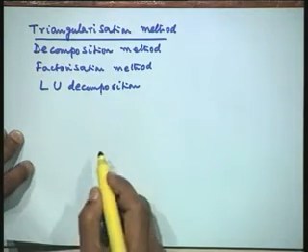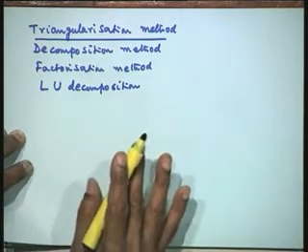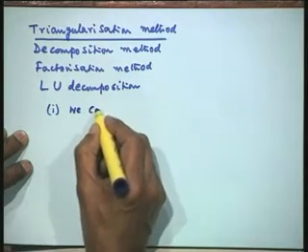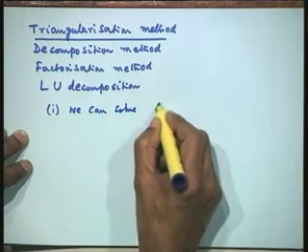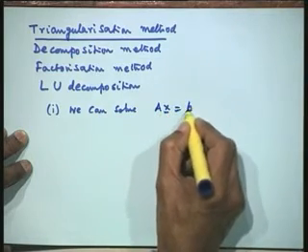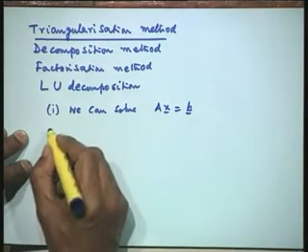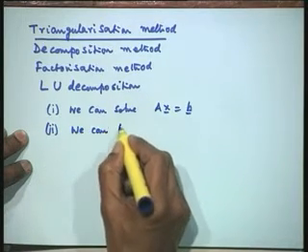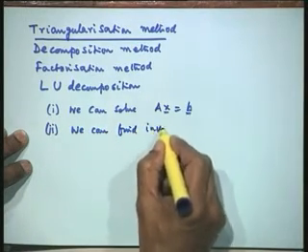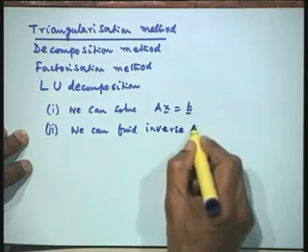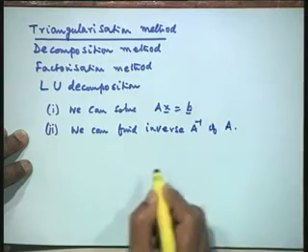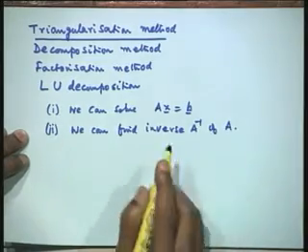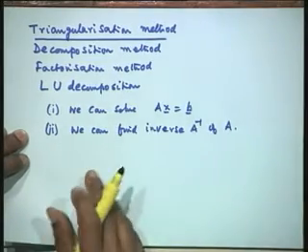Now, this method can be used for two purposes. One is we can solve a given system of equations Ax is equal to b. We can also use this to find the inverse of a matrix, A inverse of A. So, this method can be used for both cases: finding the solution as well as finding the inverse of a matrix.